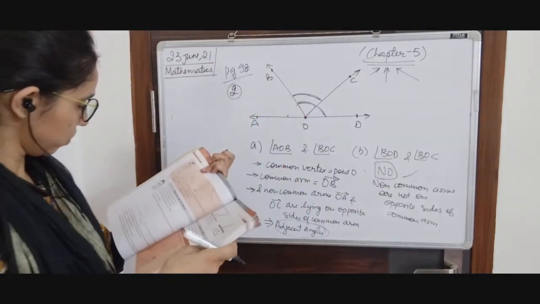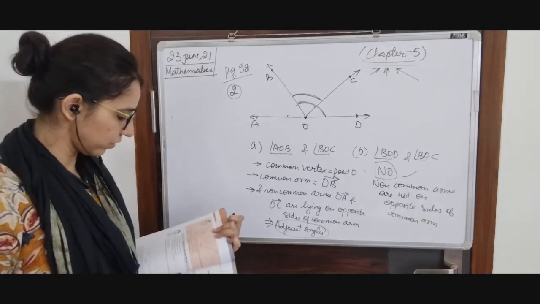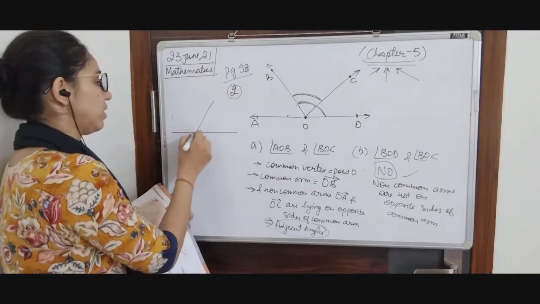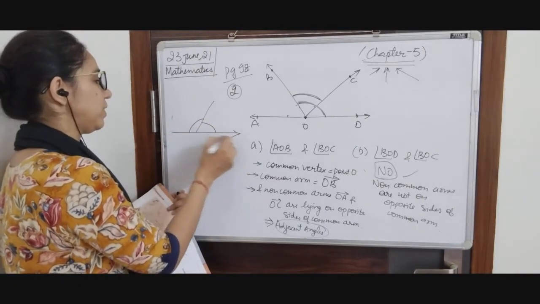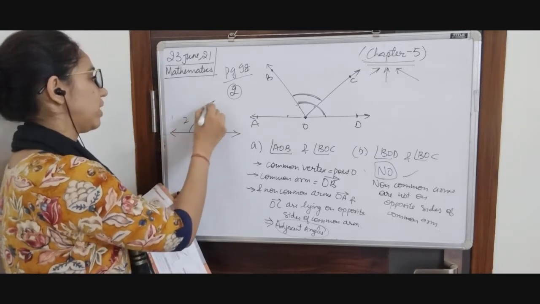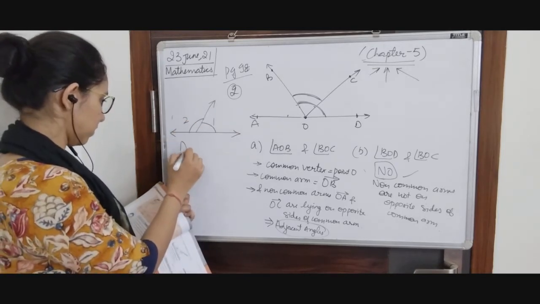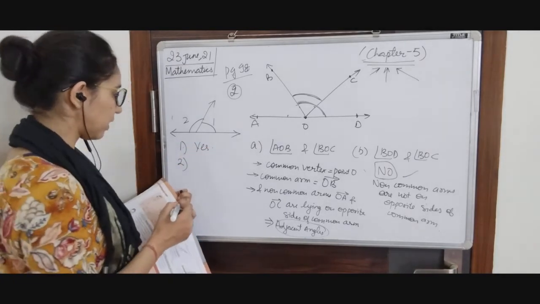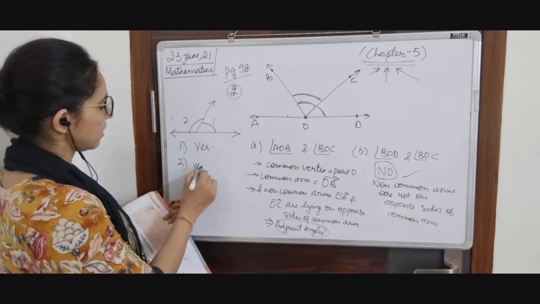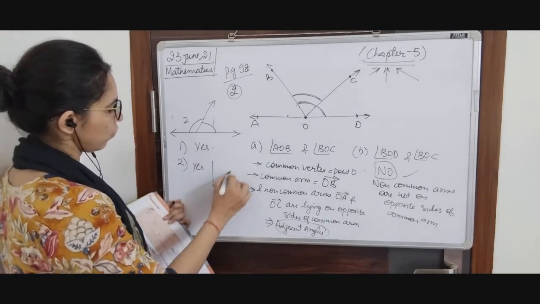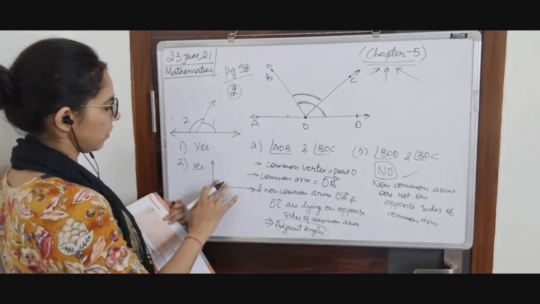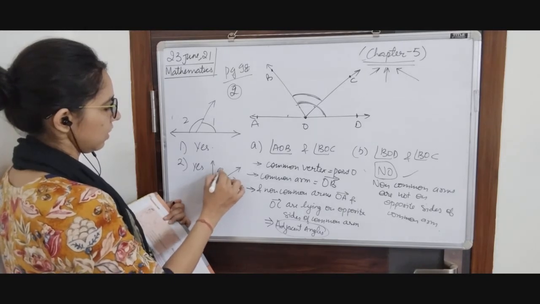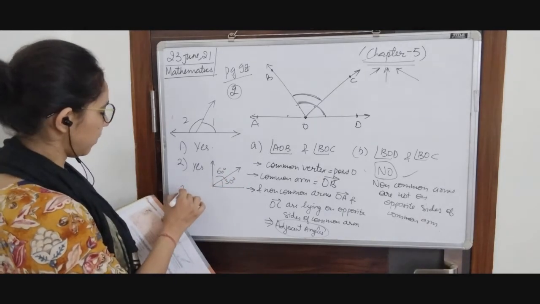Next we are going to do the things discussed. Can two adjacent angles be supplementary? Yes. An example is this and this, a linear pair. When we are talking about a linear pair, angle 1 plus angle 2 will be supplementary. So the answer is yes. Second, can two adjacent angles be complementary? Again the answer is yes. How? You make two angles 45 degrees each, or maybe 30 and 60. Adjacent angles and complementary, yes.